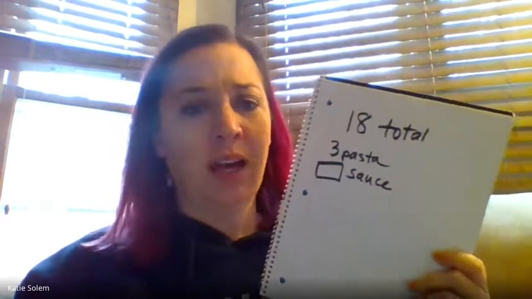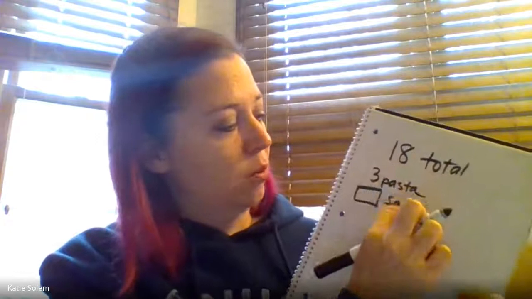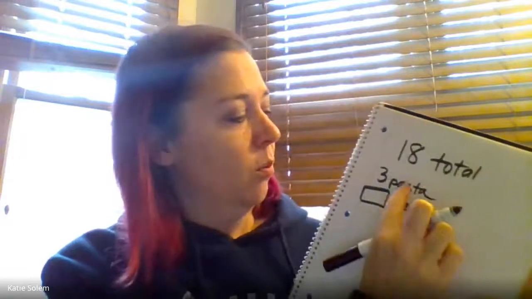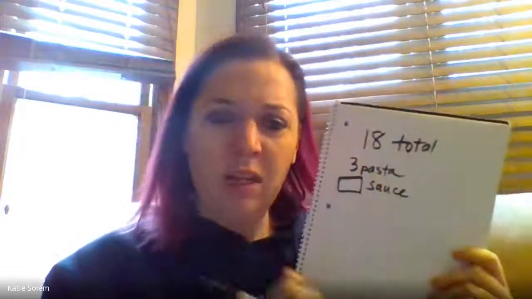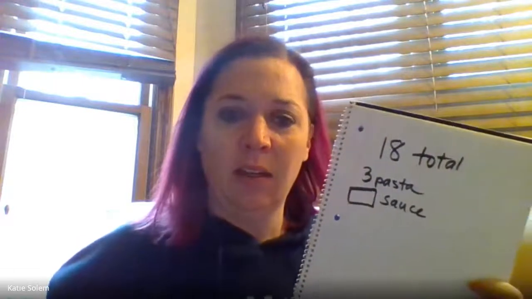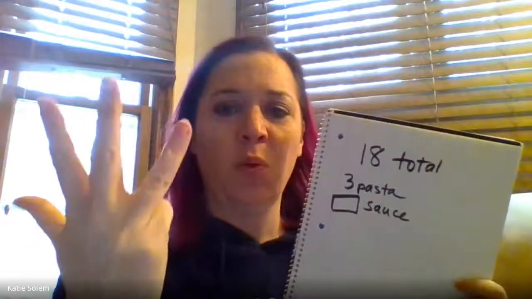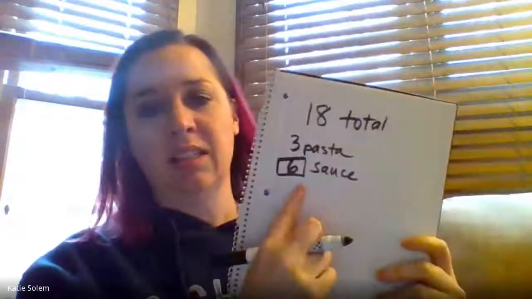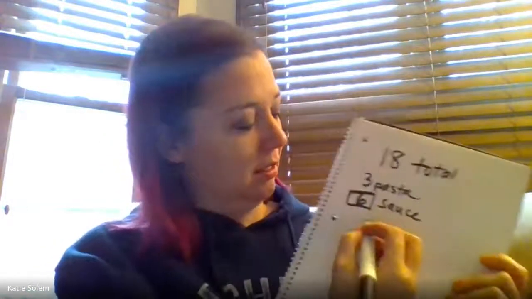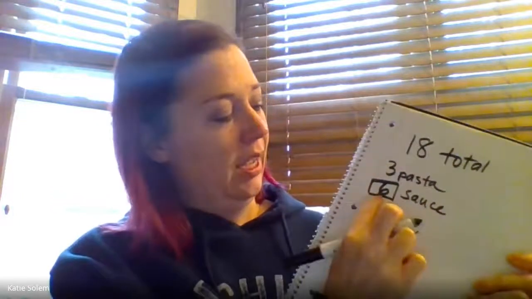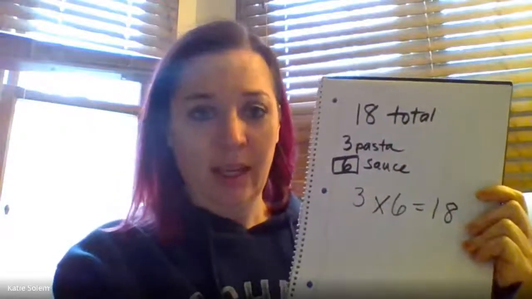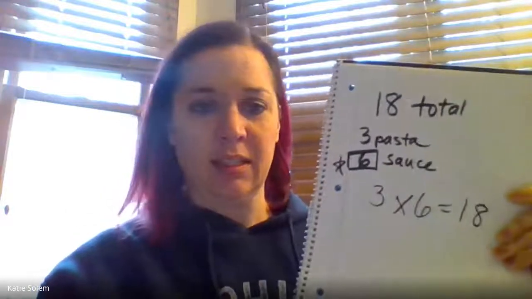So in order to figure this out, I need to figure out what times 3 would get me to 18. So if I was counting by threes, how many threes would it take me to get up to 18? 3, 6, 9, 12, 15, 18. It took me 6 numbers. So if I had 6 sauces, let's see if this makes sense. 3 pastas and 6 sauces. Does that equal 18 combinations? It does. So my answer will be 6.